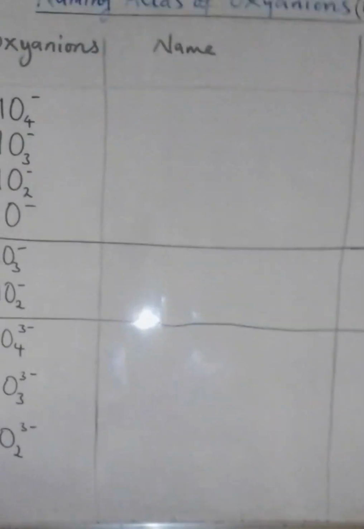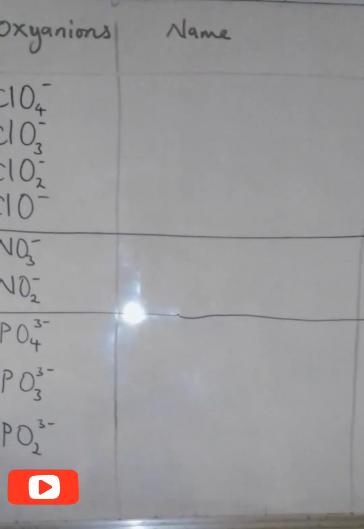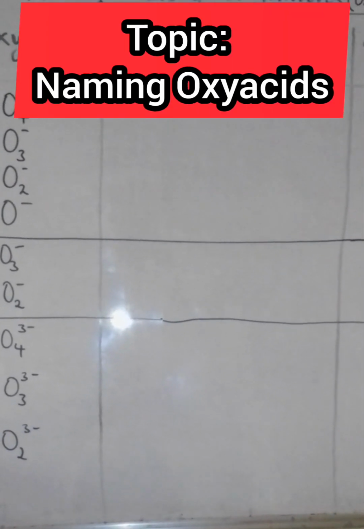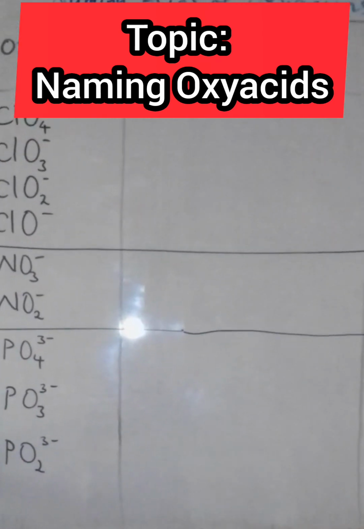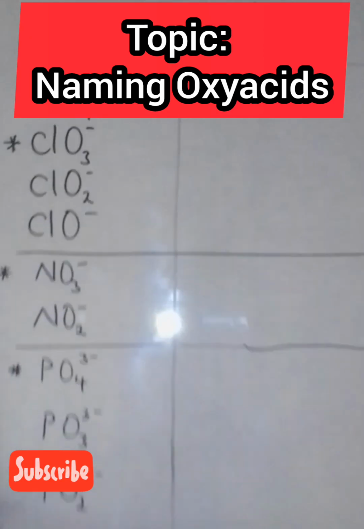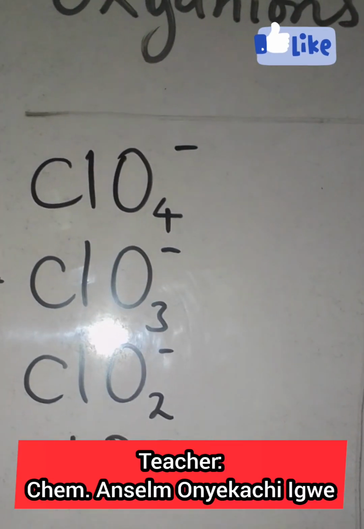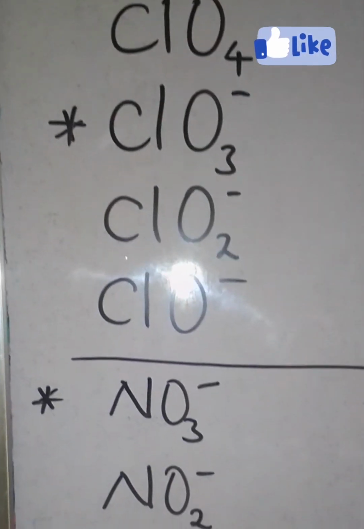In our previous video, we looked at how to name oxyanions. But today, we want to look at the acids formed by these oxyanions, the names we should give the acids. So these are the oxyanions that we named in our previous video, where the ones given asterisks are the most popular oxyanions that are assigned the suffix ate.